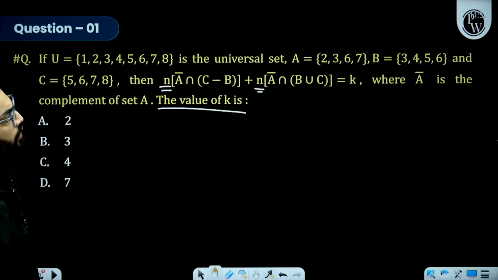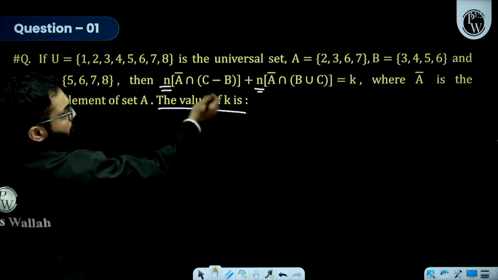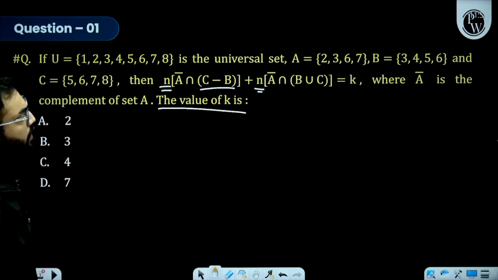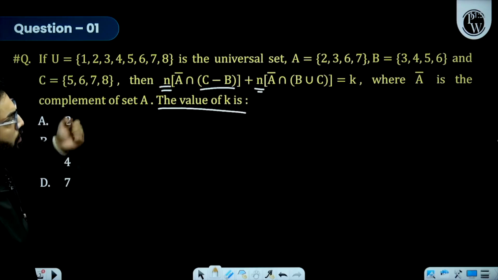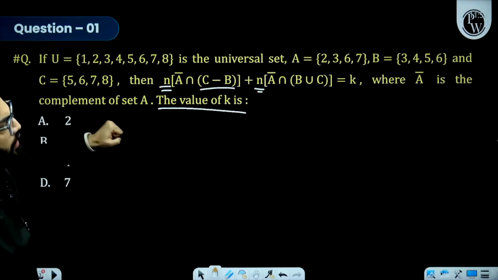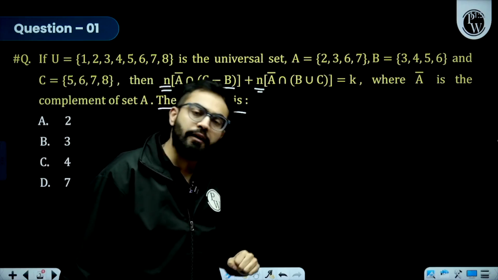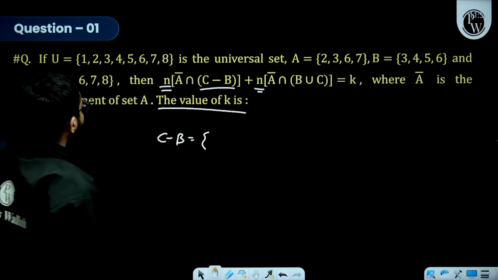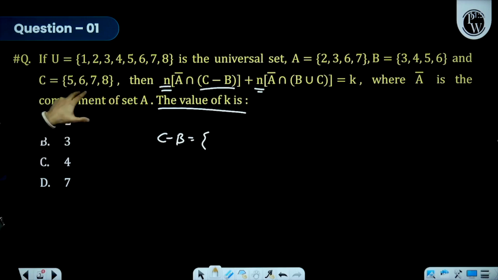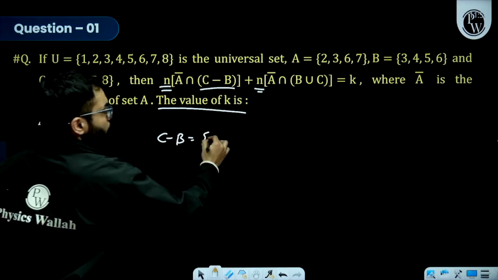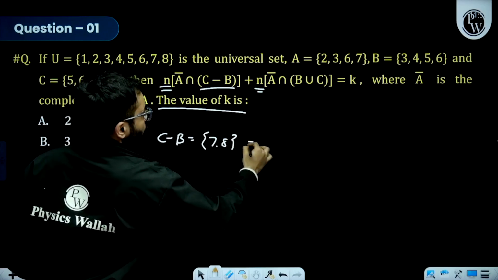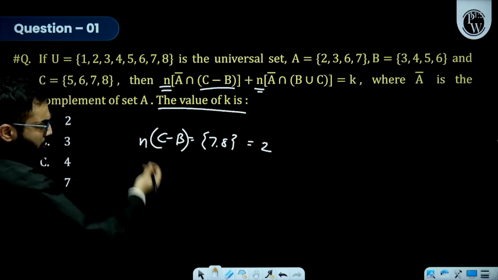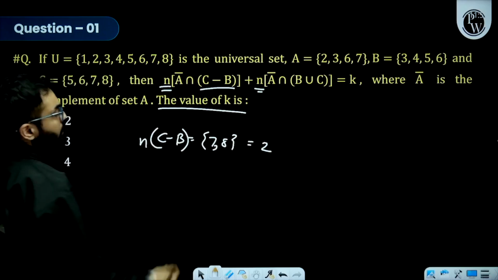If we solve it, we can start with C minus B. If we take it out, we need to eliminate the common elements from C. So 5, 6, 7, 8 and 3, 4, 5, 6 have 5, 6 in common. So C minus B is going to contain 5, 6, 7, 8, and if we remove 5, 6 from here, it is just going to have 7, 8. So the cardinality of this will become 2, and C minus B is going to contain 7, 8.